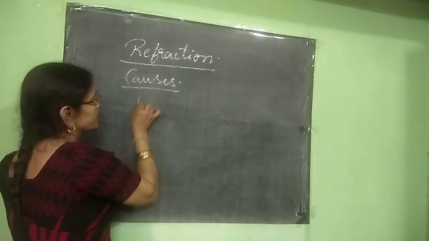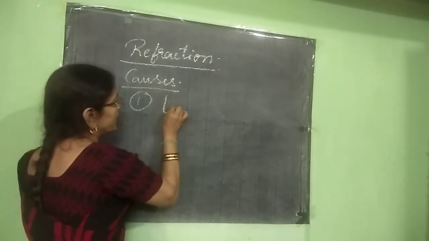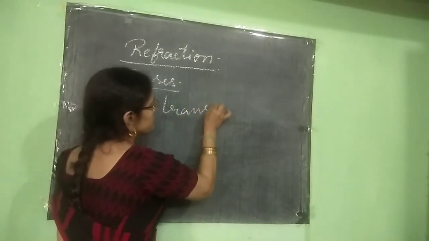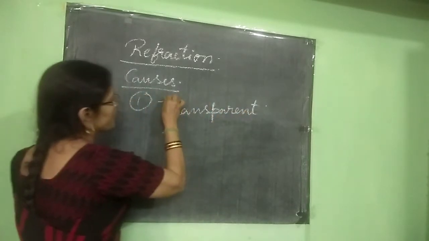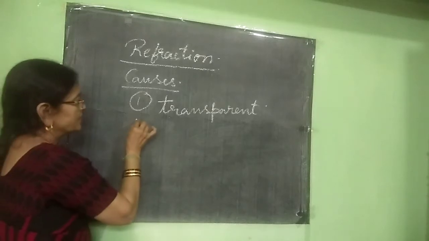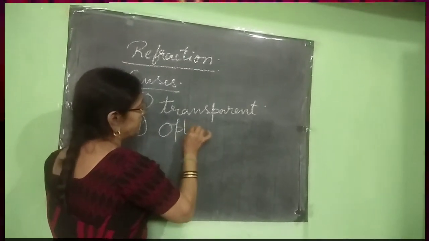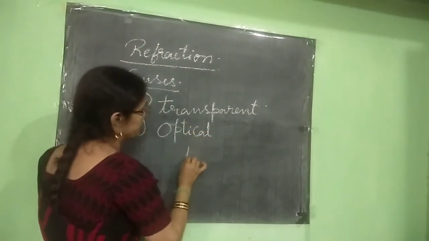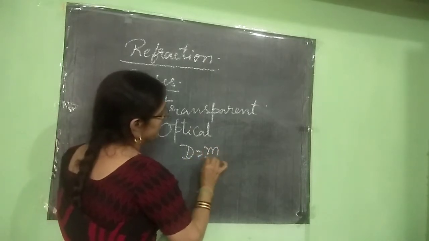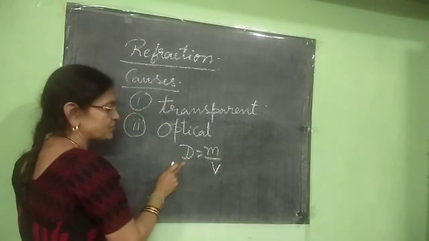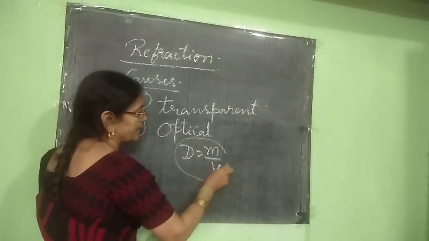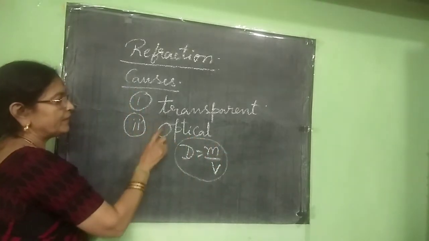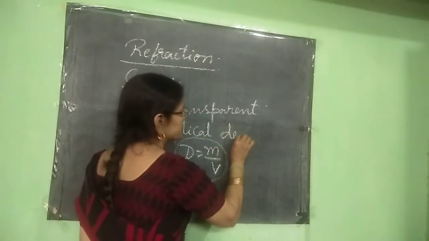One is the medium should be transparent. A transparent medium should be there to cause this phenomenon of refraction. Second is optical density, not normal density. D is equal to m by v, that is density is equal to mass by volume. This is the normal density of the material. Here we need optical density.